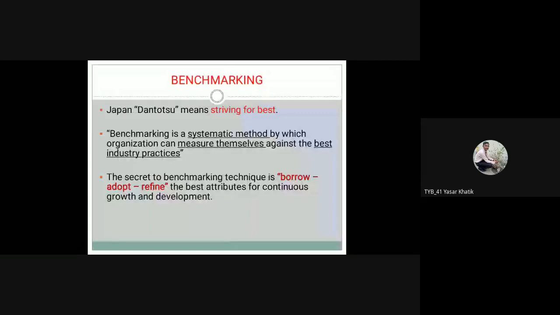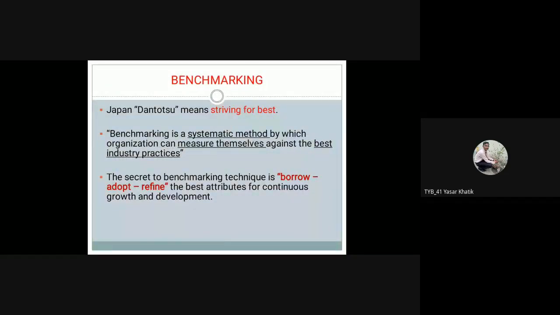Okay. So benchmarking is a very essential part for any organization, for current growth and future growth also, not only for the product but also at the organization level. Okay. So this is called benchmarking.